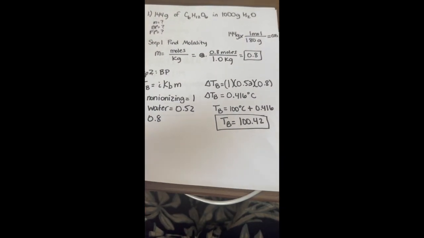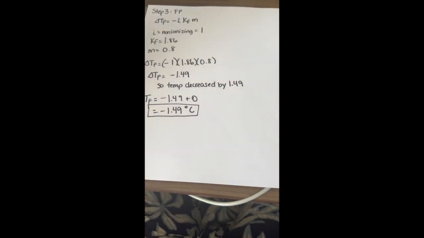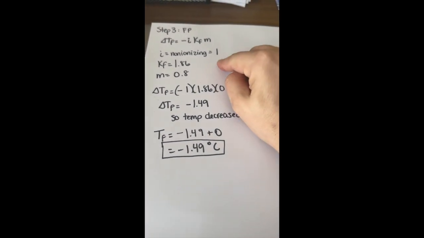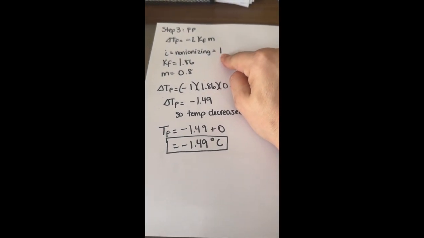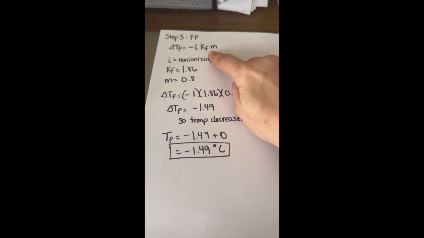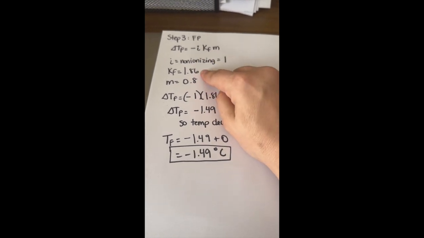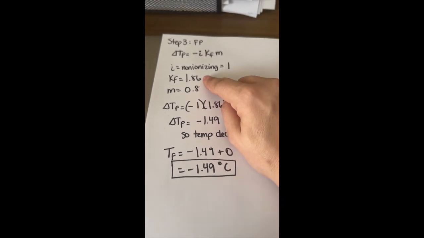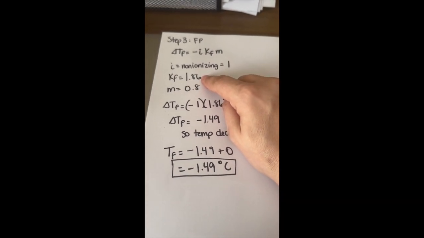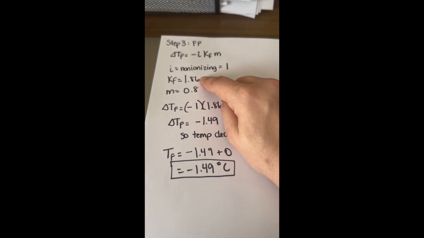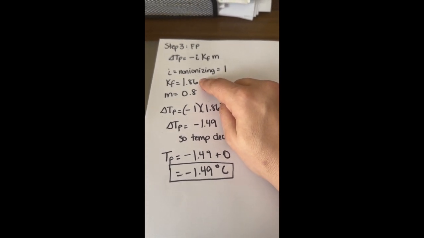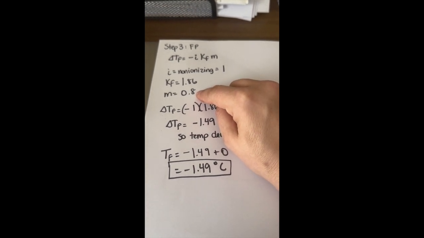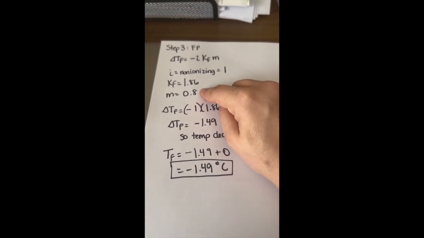Let's look now at our next one, which is our freezing point. This works exactly the same. We're dealing with the same substance, so our ionization factor is going to be 1. Since we're doing the freezing point, though, we use our Kf, our freezing factor, and that's 1.86. This is a constant. It's not something we just pulled from thin air, right? It's available for us to use. And our molality hasn't changed since we're dealing with the same substance, so it's that 0.8 that we calculated earlier.